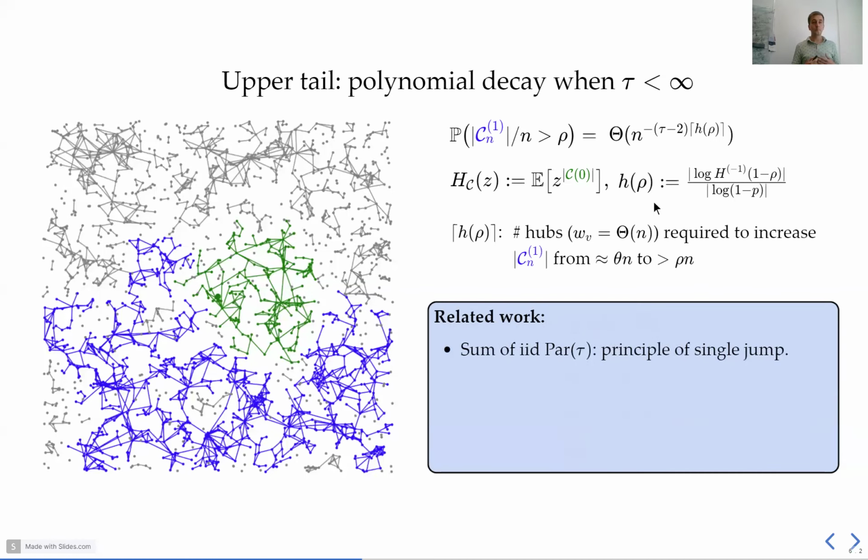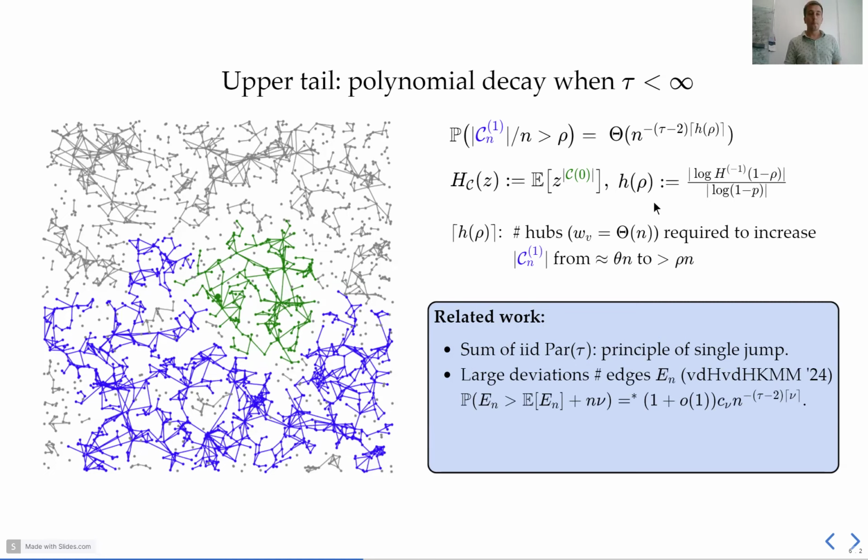So let me briefly describe some related work. This polynomial decay can also be seen if you look, for example, at sums of power law random variables. And this is then called the principle of a single jump. But also more recently, this has been studied for other graph properties. So for example, large deviations of the number of edges, E_n, has been studied in a very recent paper by Pim van der Hoorn, actually.